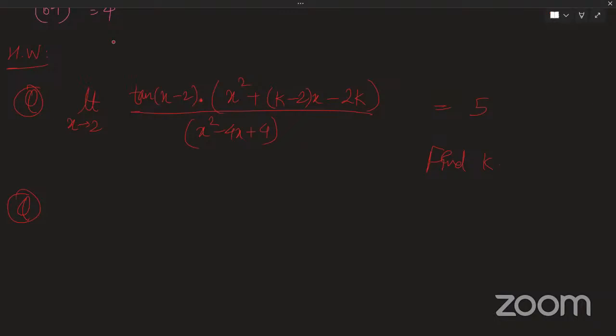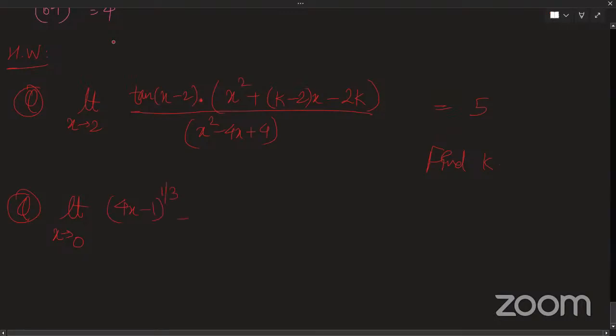And just one more question. We've got the limit as x tends to 0 of ((4x minus 1) raised to 1 by 3 plus a plus bx), whole divided by x, and this value is 1 by 3. So find ab, a multiplied by b, or you can find a and b separately also. If you get a and b, then only you will be able to calculate ab.